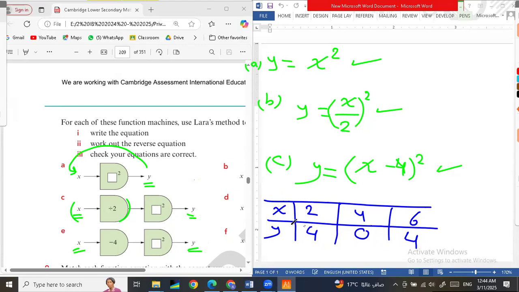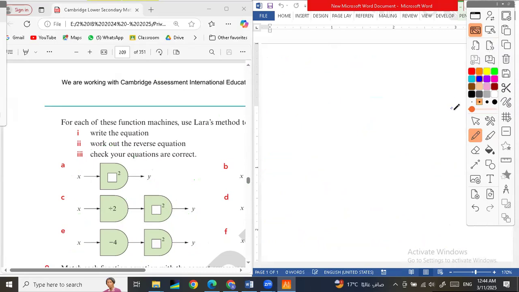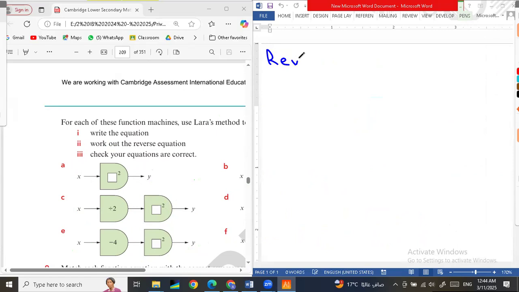All right, so now we learned all about the table of values. We learned all about the mapping diagram. We learned also all about how to write an equation from a function machine like this one here. Okay, let's continue with the last part of the lesson, which is writing a reverse equation. How can I write a reverse equation?